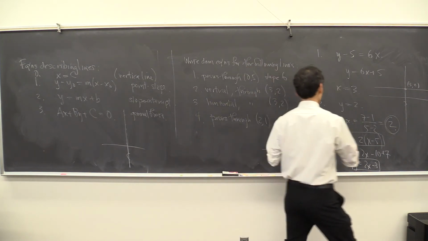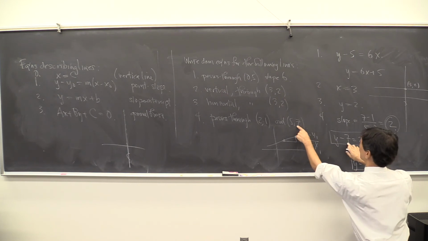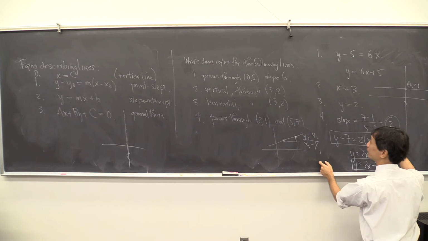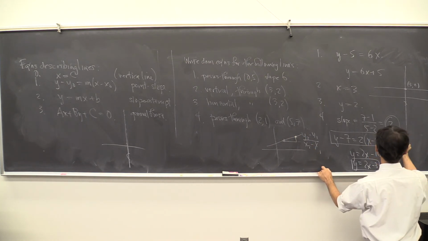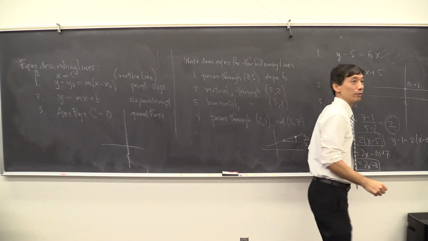So you could say, she used the second one, y minus the y value equals twice x minus the x value. Could also just as well have used the first one, so y minus 1 equals 2 times x minus 2, right? That's also fine.